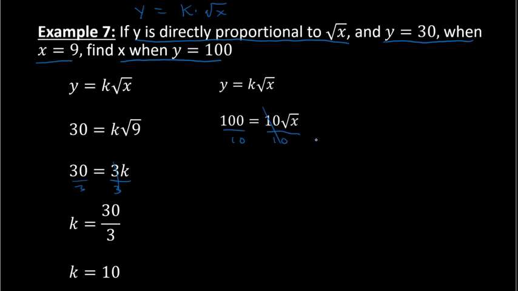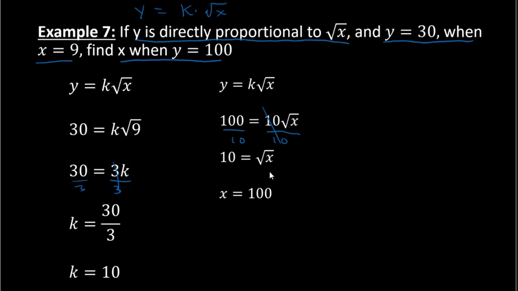So we have the square root of x equals 100 over 10, which is 10. So I can think of this just logically here. The square root of what number is 10? So the square root of what gives me 10? That would be 100, because the square root of 100 would equal 10.